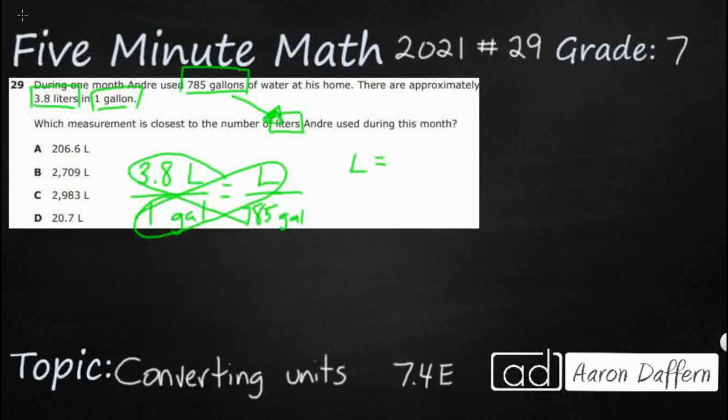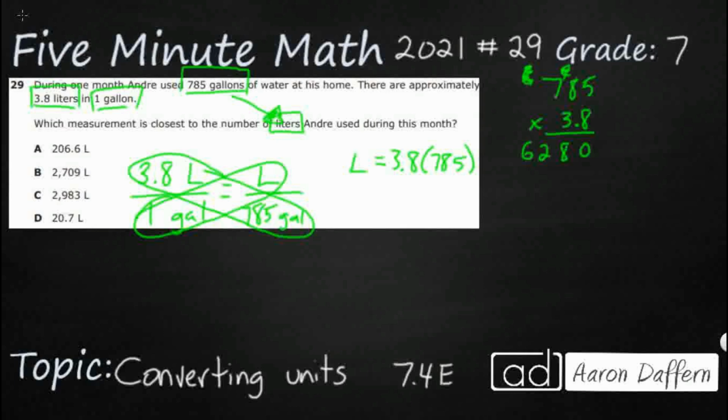So it looks like all I need to do is multiply 3.8 times 785. So just a little bit of multiplication. So let's see what that looks like. 785, 3.8. We'll deal with that decimal at the end. 5 times 8 is 40. 8 times 8 is 64, 68. 8 times 7 is 56, add that 6 is 62.